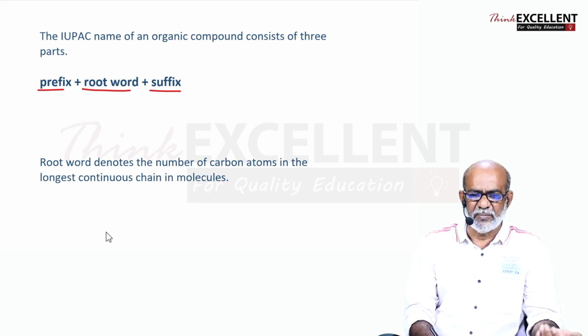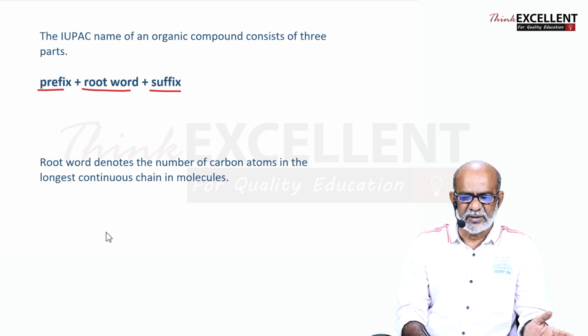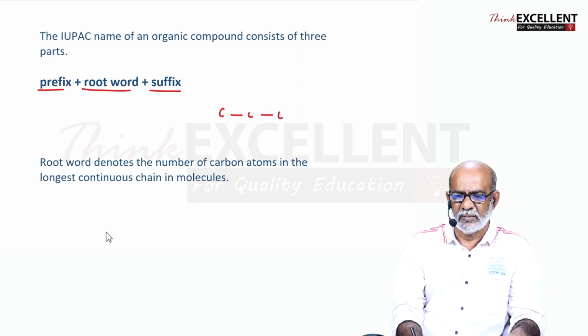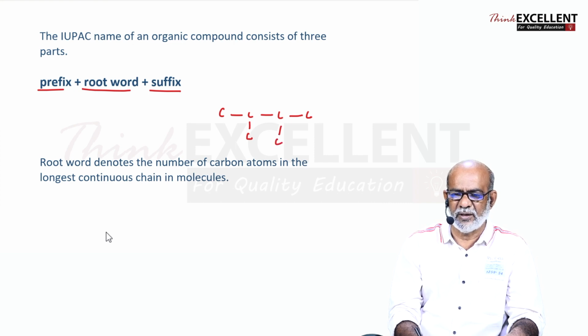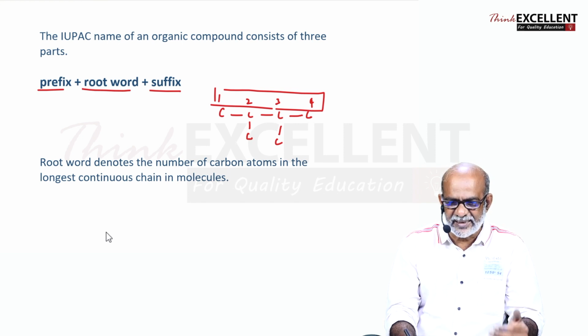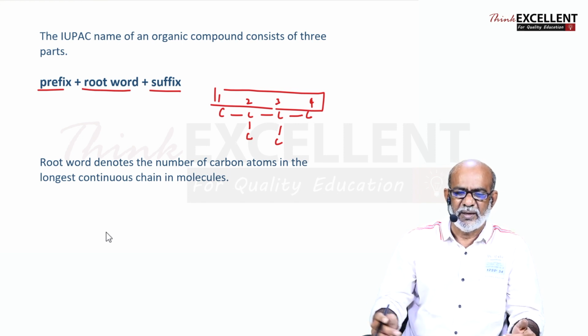The root word is the number of carbon atoms in the longest continuous chain in the molecule. For example, I count the carbons in this organic compound: this is 1, this is 2, this is 3, this is 4. So this is the longest chain. How many carbons are present? 4 carbons are present, so that is taken as the root word. Next, I'll come to the prefix.